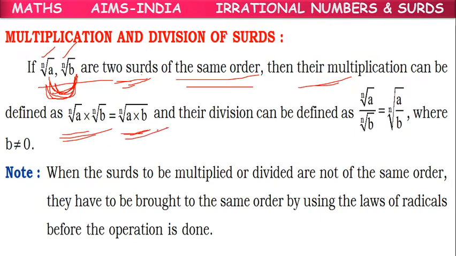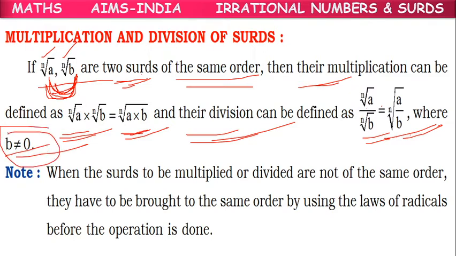And their division is also written under a common root. Nth root of A by nth root of B equals nth root of A by B, where B not equal to 0. In division of surds, one rule is there: B should not be equal to 0. Denominator should not be equal to 0, because if the denominator is 0, the entire surd doesn't exist.